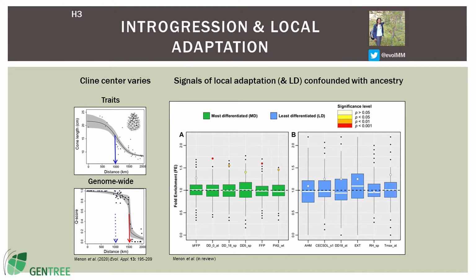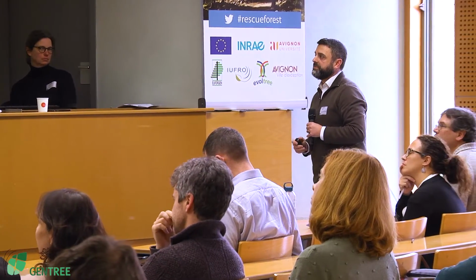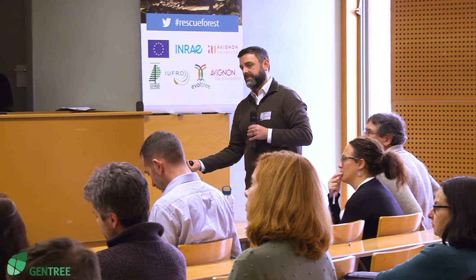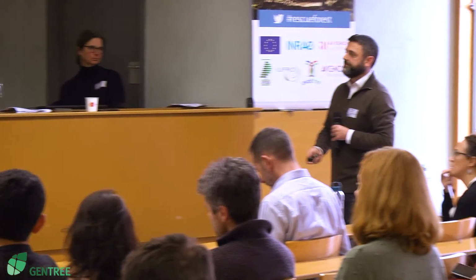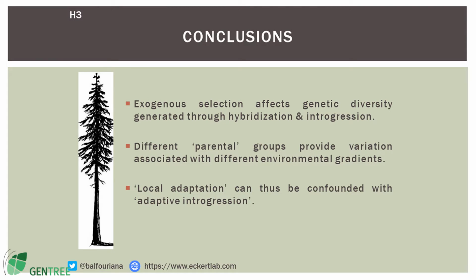Okay? And that's sort of evidenced by comparing and contrasting cline centers from phenotype and genotype. So what can we conclude from that? Well, that exogenous selection affects genetic diversity generated through hybridization and introgression. There were Bayenv outliers in the data set that we defined as hybrids. Different parental groups provide variation associated with different environmental gradients. Drought tolerance comes from southwestern white pine ancestry. Cold tolerance comes from the other species. And if we just look for signals of adaptation, we can mistake the cause or mechanism if we don't consider other things like introgression.